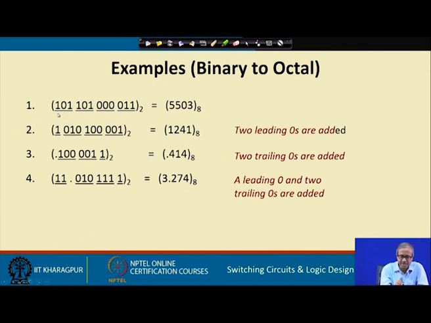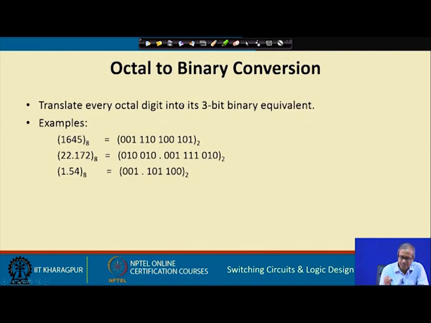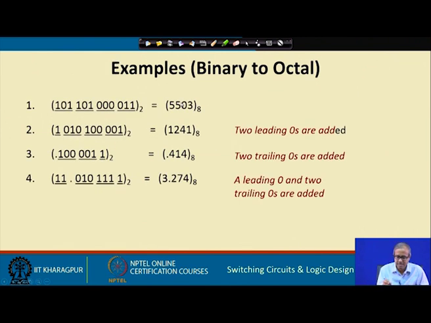Take a binary number like this: 101 101 000 011. The number of bits is divisible by 3; there are 12 bits. So you make groups of 3 starting from the least significant side. 011 means 3, 000 means 0, sorry, this 101 means 5 and 101 means 5. So it is a straightforward conversion.